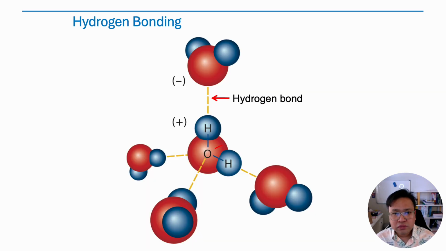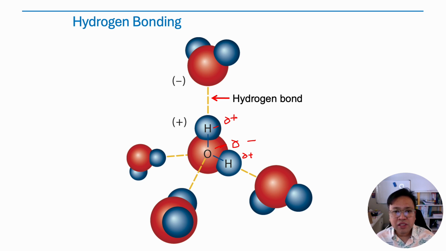In water, the oxygen atom is more electronegative than the hydrogen atom, causing the shared electrons to spend more time around the oxygen atom. This creates a partial negative charge on the side of oxygen and a partial positive charge on the side of the hydrogen atoms, making water a polar molecule.